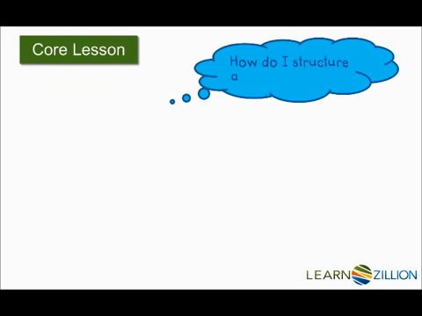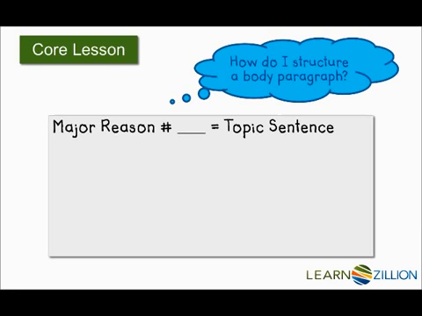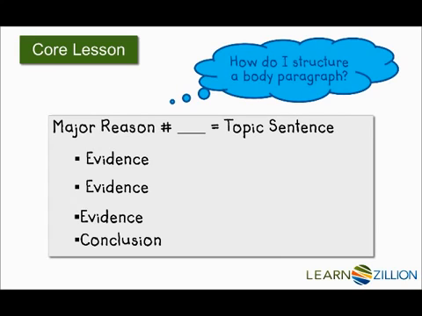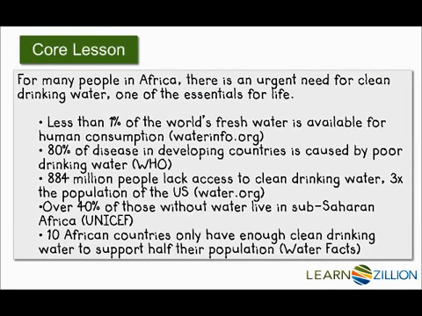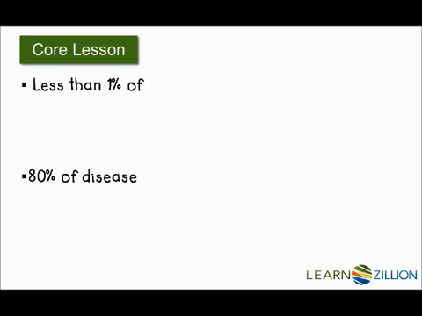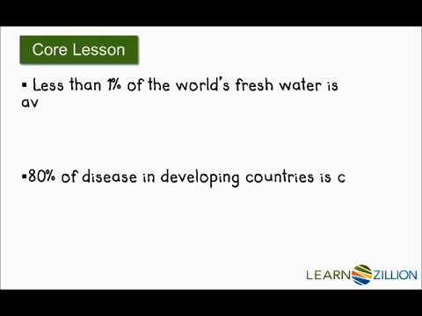So first I need to ask, how do I structure a body paragraph? Well, look at our boxes and bullets. Our major reason becomes the topic sentence. We have evidence, more evidence, more evidence, and finally our conclusion. Let's take a look at one of my boxes and bullets that I'd spent a lot of time prioritizing the information and such during the planning phase. Well, now I need to take each of these points and turn them into sentences.